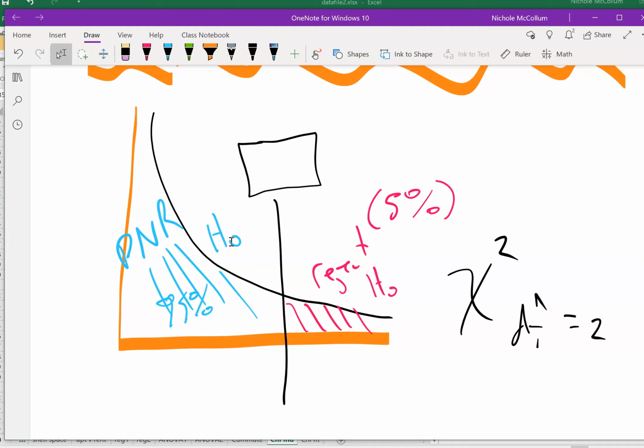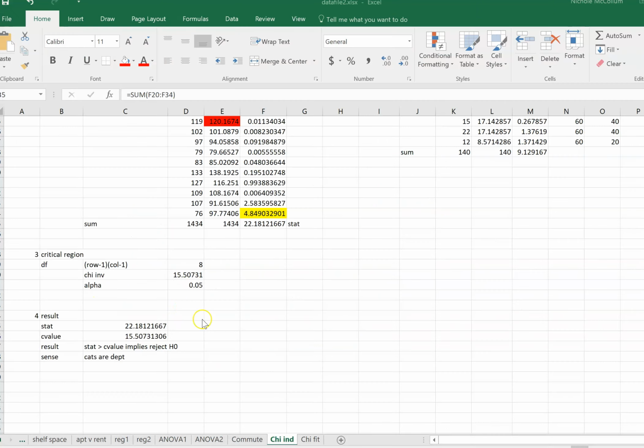What CHISQ.INV asks is, which curve are you looking at? That's where the degrees of freedom will play in. That'll tell me the exact chi-square curve I want. And secondly, it's going to ask how much area is below. Every one of the inverses is always about the area below. So let's go to the Excel code now.